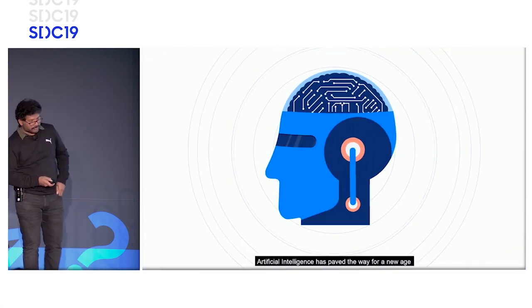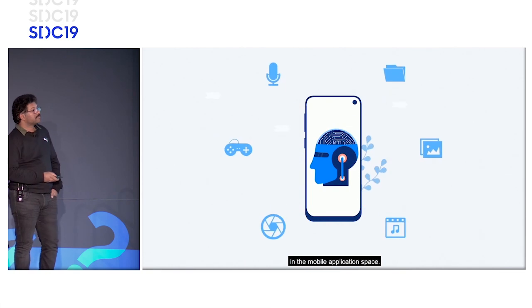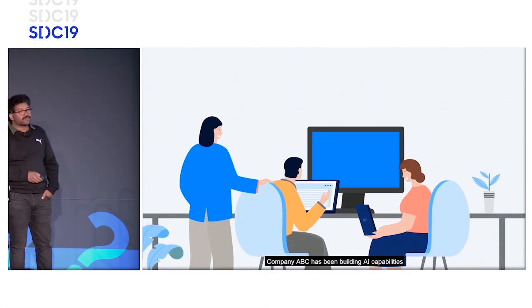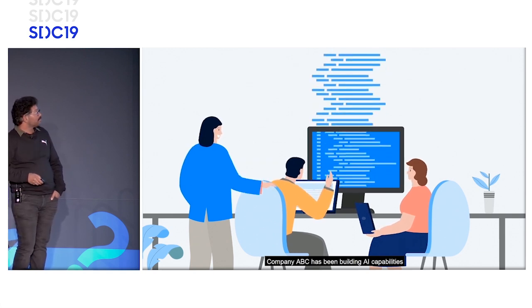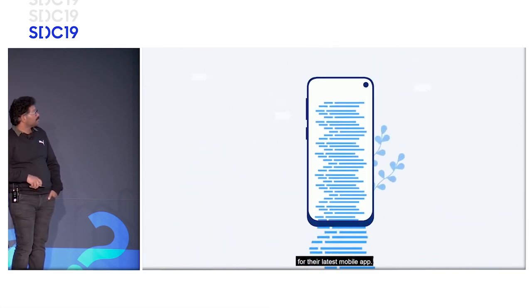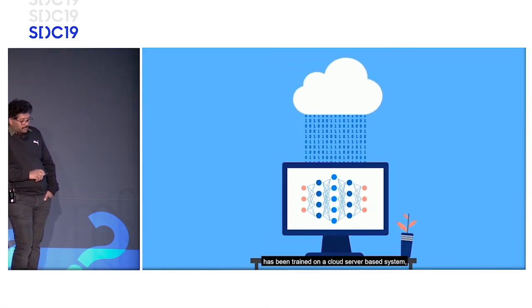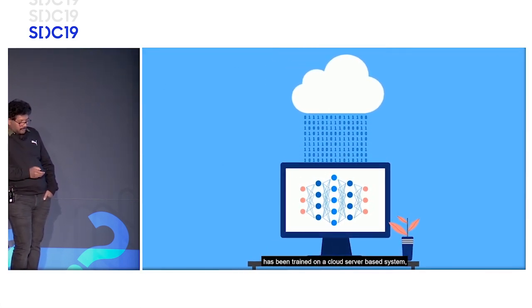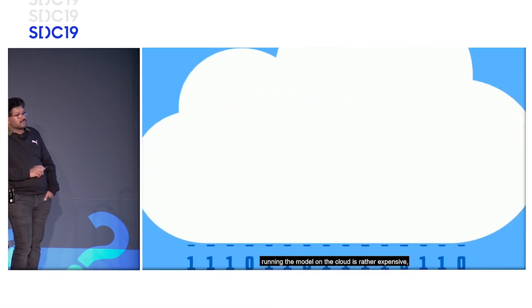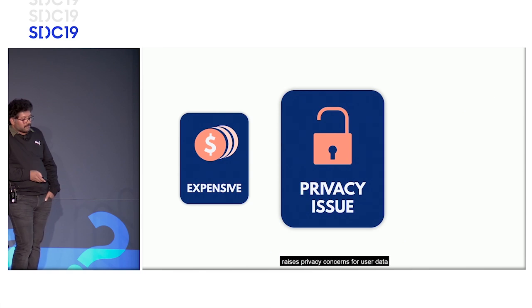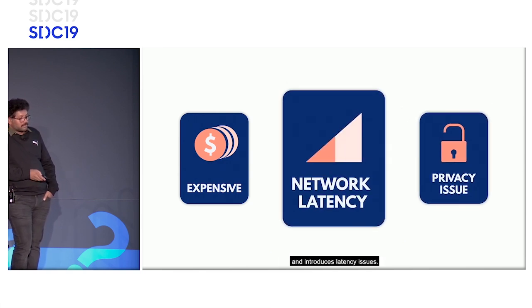Artificial intelligence has paved the way for a new age in the mobile application space. And just like many other innovative startups, company ABC has been building AI capabilities for their latest mobile app. The neural network model powering the application has been trained on a cloud server-based system. However, running the model on the cloud is rather expensive, raises privacy concerns for user data, and introduces latency issues.